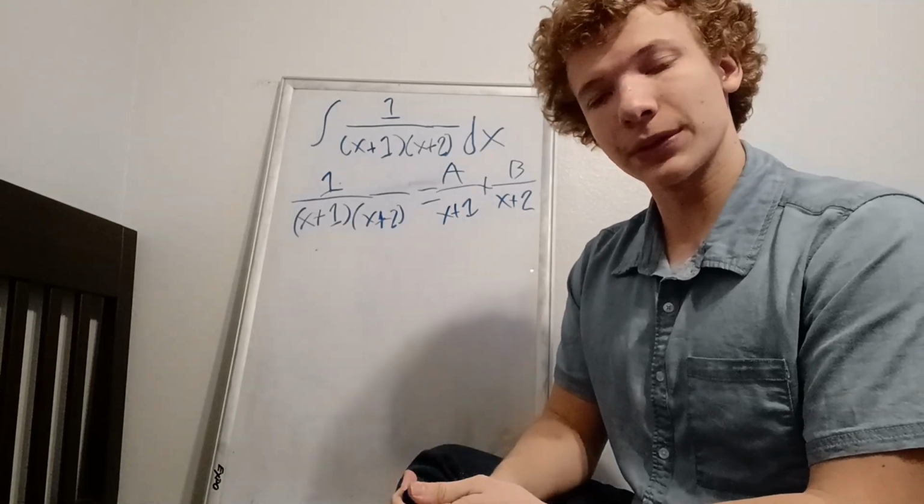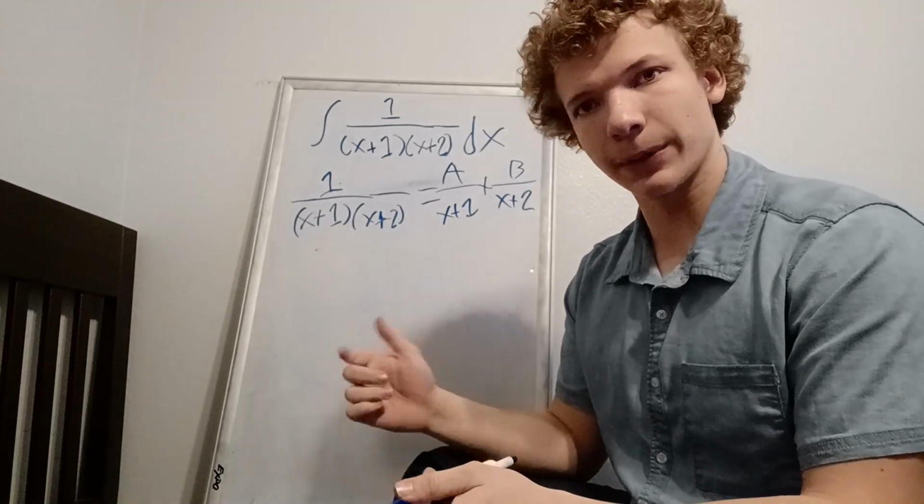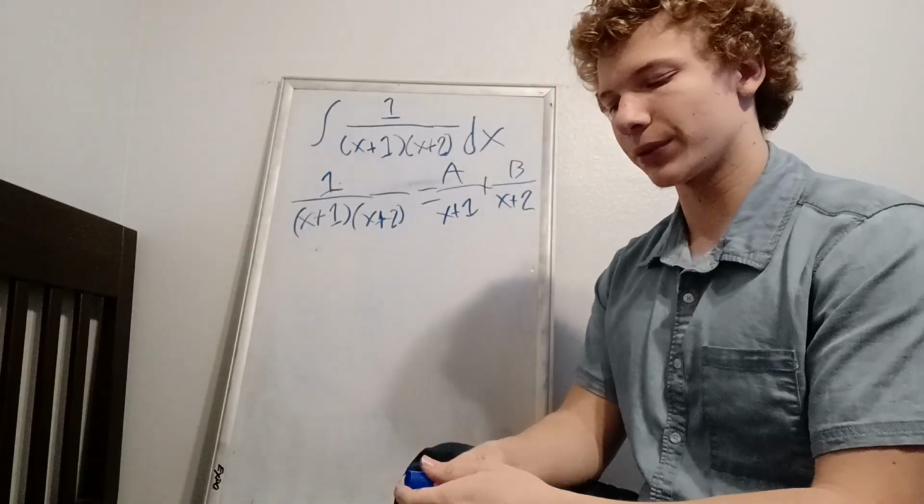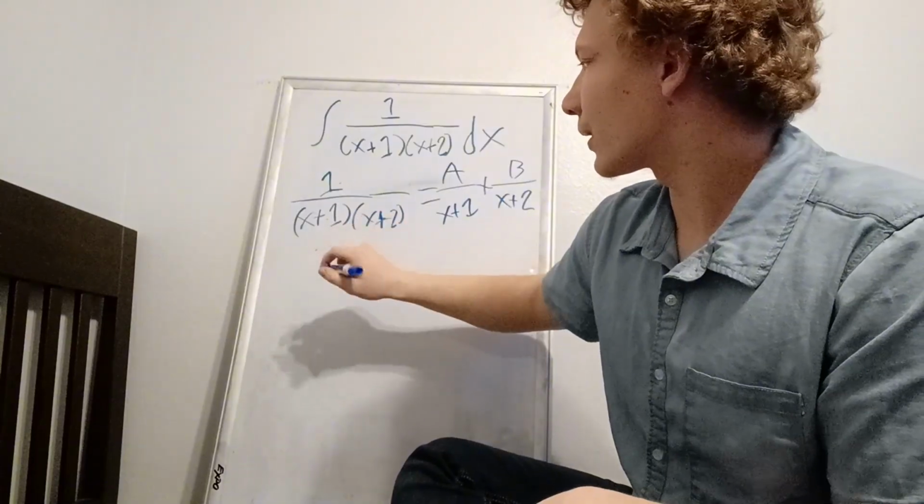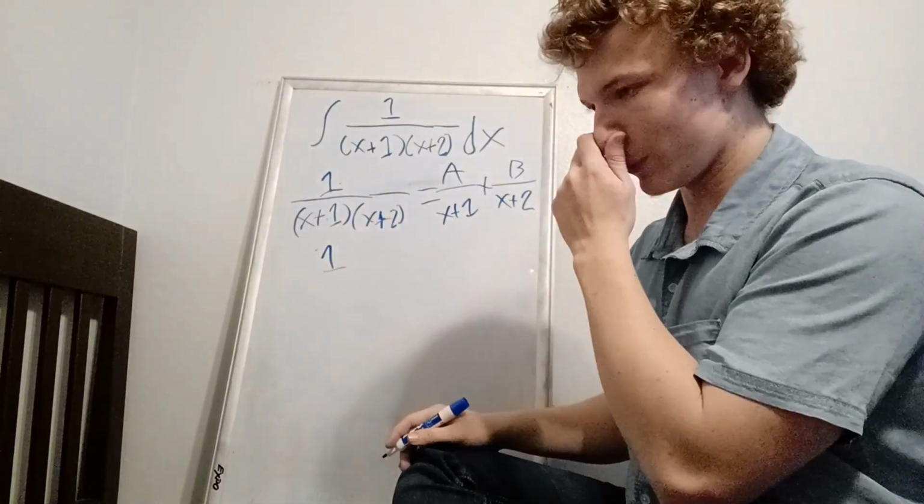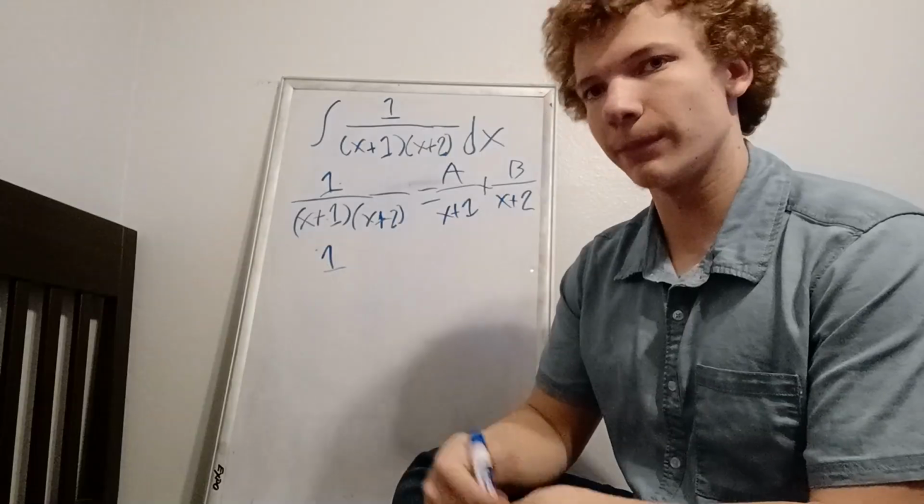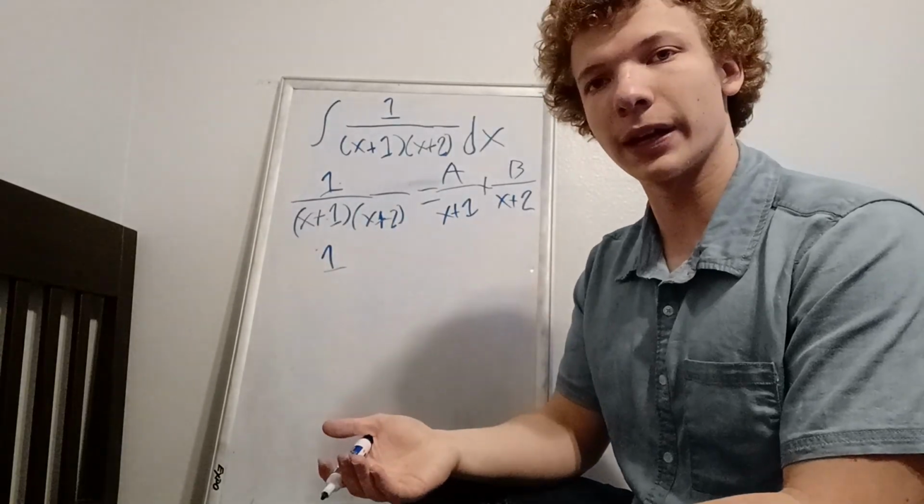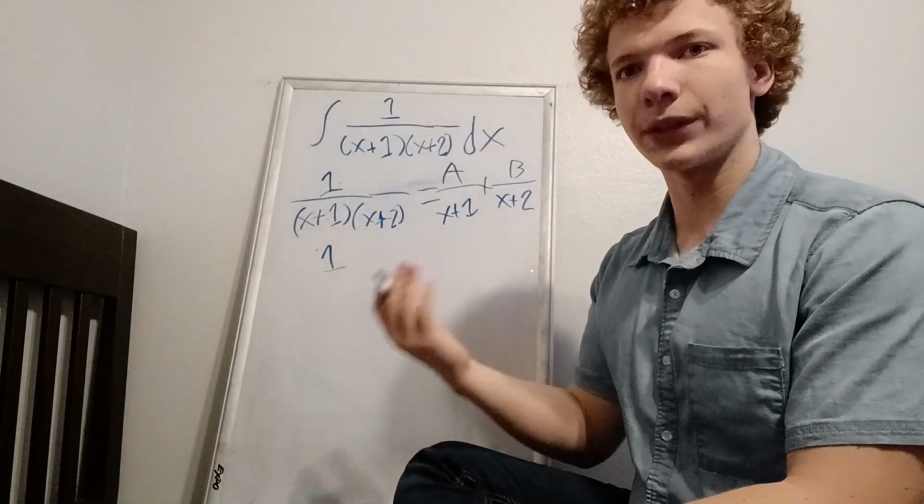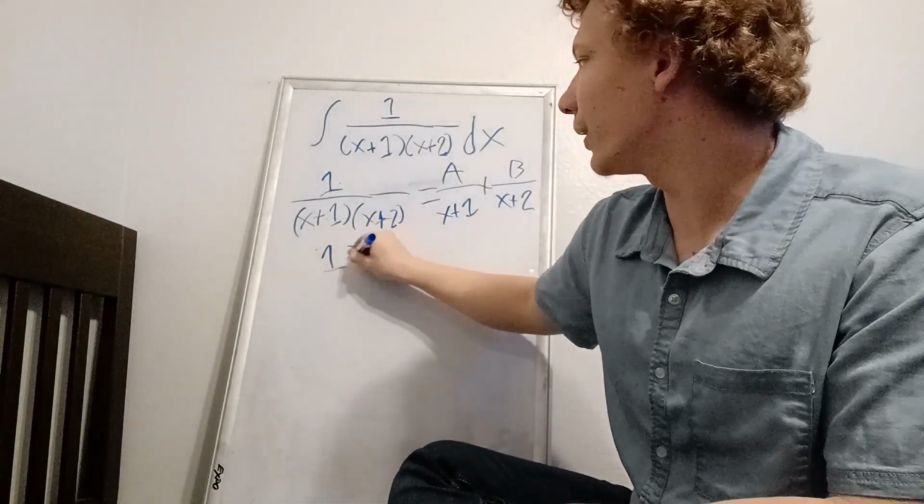If we multiply both sides of this equation by x plus 1 times x plus 2, so multiplying by both at the same time, this will cancel and this will cancel, and we'll be left with 1, right? If we multiply 1 over x plus 1 by x plus 1, it'll cancel. Same thing with x plus 2. If we multiply it by x plus 2, top and bottom, it'll cancel. So 1 equals.